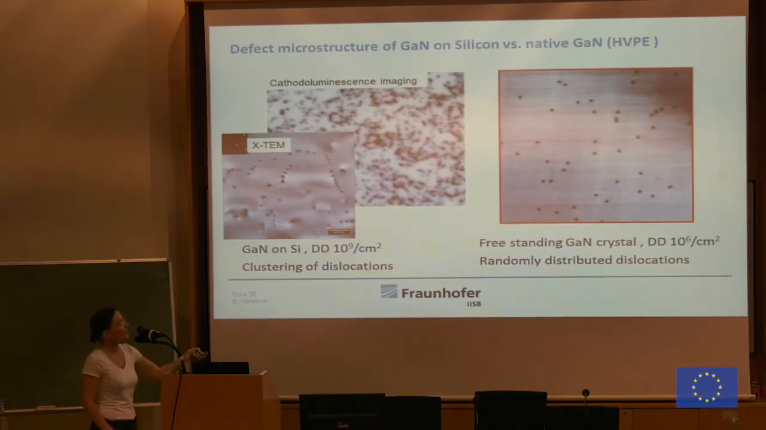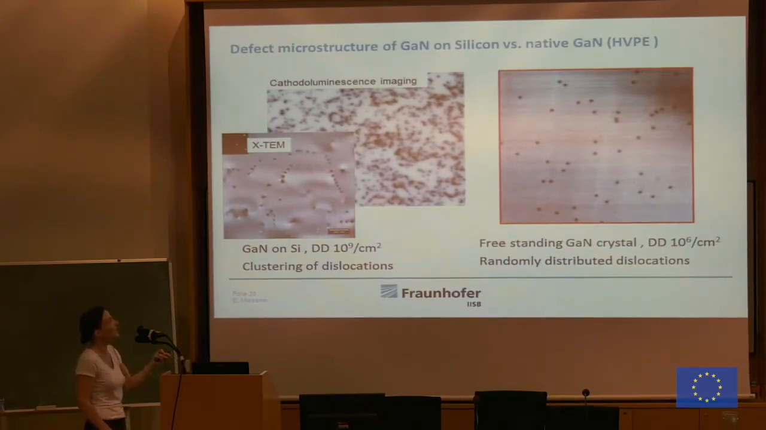Whereas if you watch a freestanding crystal with a dislocation density like 10 to the 6, you have these single, randomly distributed dislocations. So you don't have effects that come from clustering, for example. So you only have to consider singular dislocations in that case. And this is the very difference.